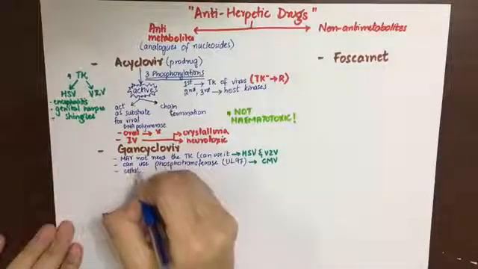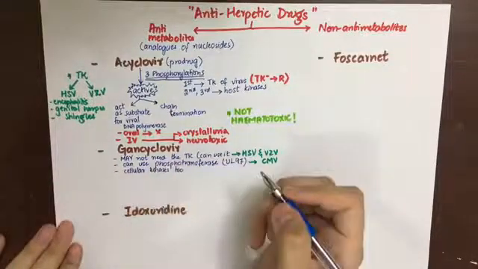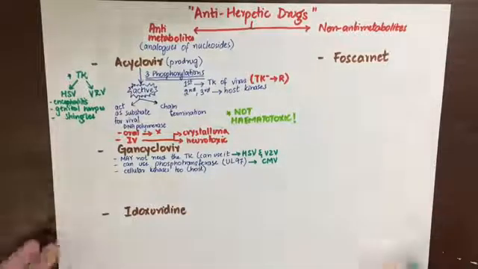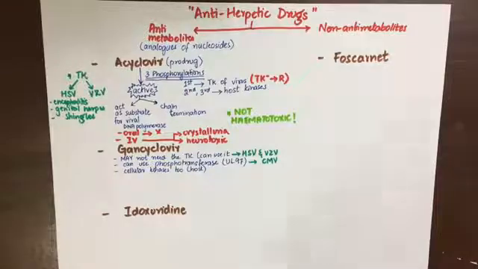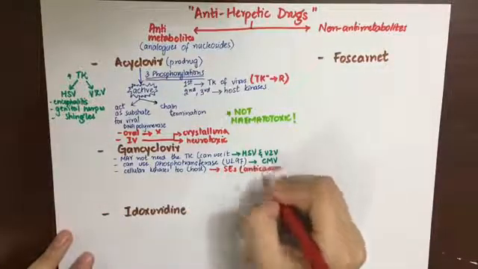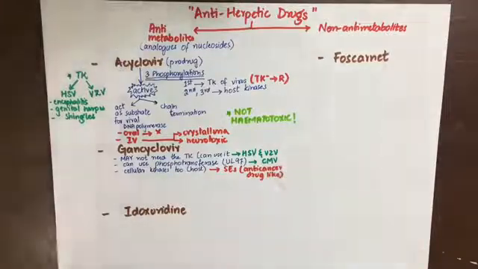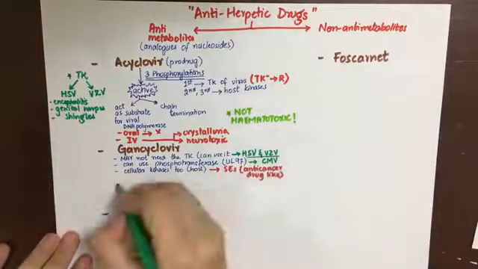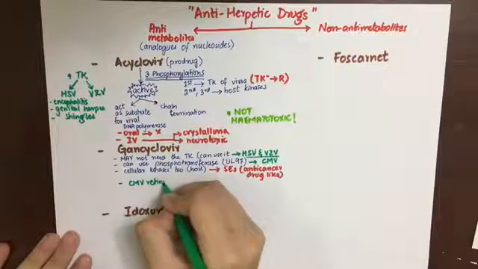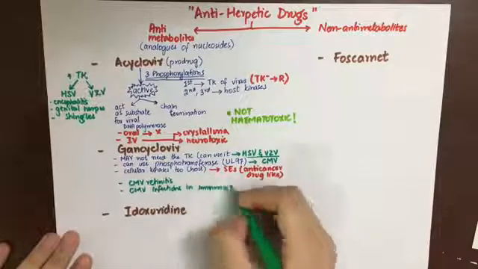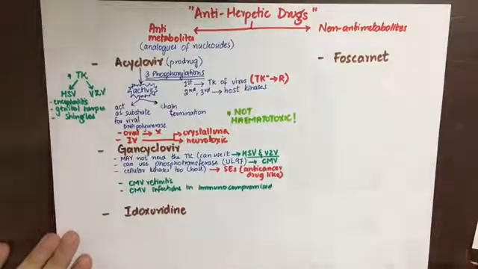It can also be phosphorylated by cellular kinases of the host cell, and thus its side effects will be anti-cancer drug-like side effects. That is, it will cause bone marrow suppression and mucositis. It can be used in CMV retinitis, CMV infections in immunocompromised patients, and as I said previously, HSV and VZV infections as well. Other side effects can include mucositis, crystalluria, just like acyclovir, fever, and rash.